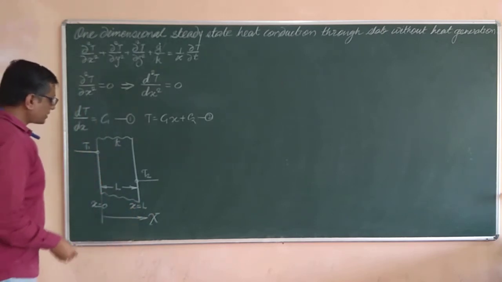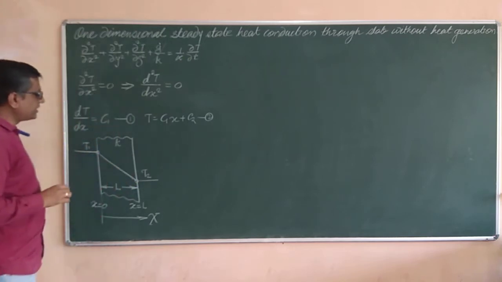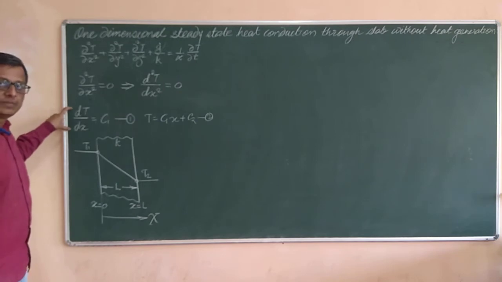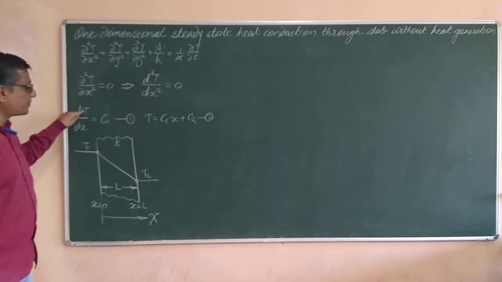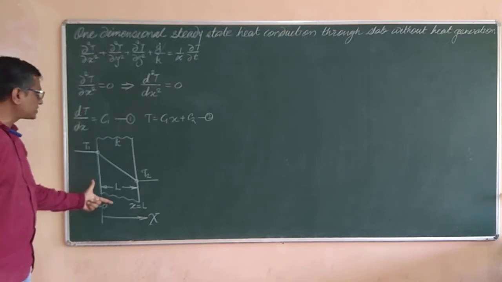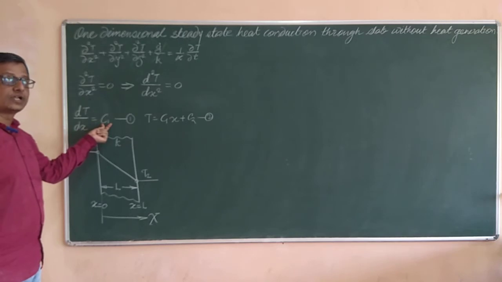Now probably the temperature distribution within this slab is a straight line like this. This is linear. Why linear? I will tell you. If you check out this term dT by dx, this is the rate of change of temperature with respect to x. If you plot the variation of temperature with respect to x, that dT by dx is equal to C1, which is a constant, and as C1 is constant, what does that mean?